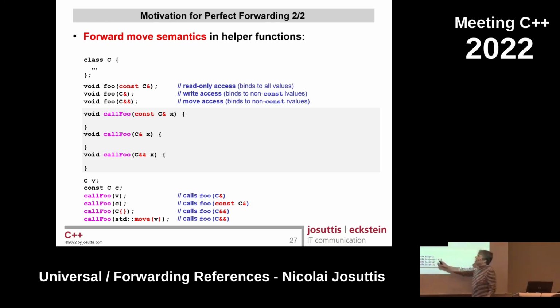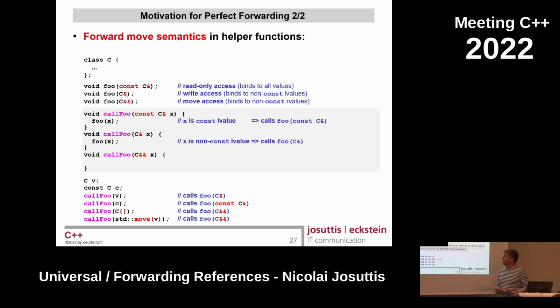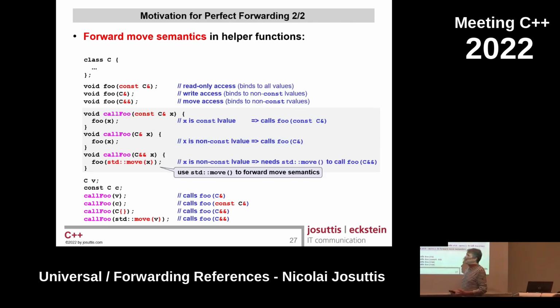How do we have to implement these functions? From what we just learned, it's clear. These are all lvalues: const lvalue, non-const lvalue. So we have to make something different, so that the one in the middle calls the one in the middle here, and the last one calls the last one. And the difference is, the first two functions just pass through the x. The last function has to mark it with move again, so that the move semantics is passed through.